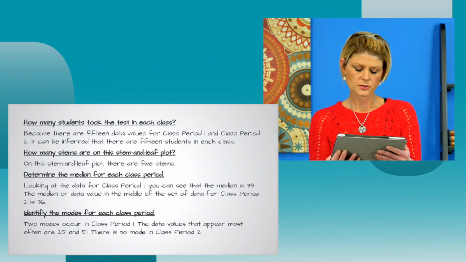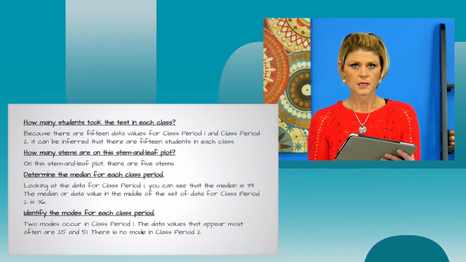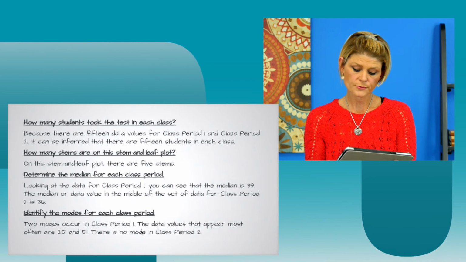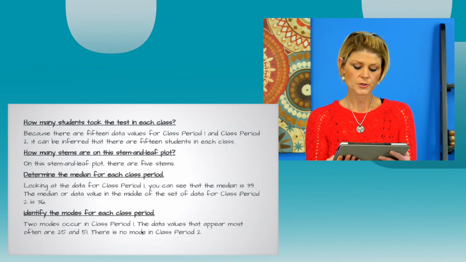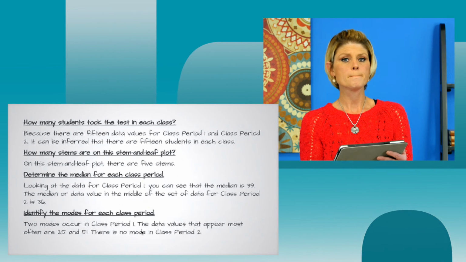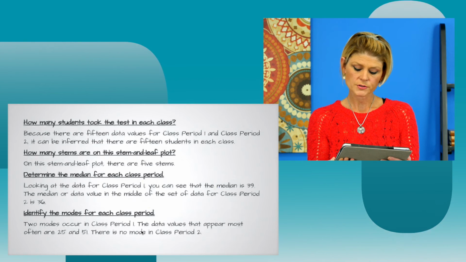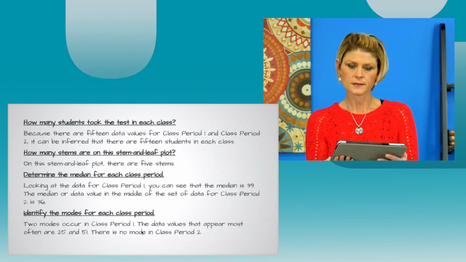Determine the median for each class period. So looking at the data for class period 1, you can see that the median is 39. The median, or data value in the middle of the set of data, for class period 2 is 36. And then identify the modes for each class period. Again, that's the one you see most often. 2 modes occur in class period 1. The data values that appear most often are 25 and 51, and there's no mode in class period 2.